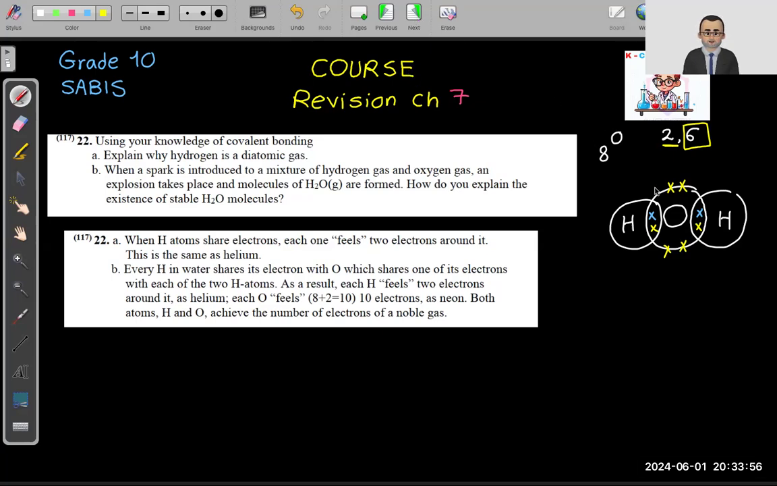Every one of them tries to share electrons to feel like it has 8 electrons, and the only exception is hydrogen. It tries to be 2, but all the other elements try to have 8 electrons in their outermost shell, except hydrogen. Only hydrogen tries to become 2 like helium.